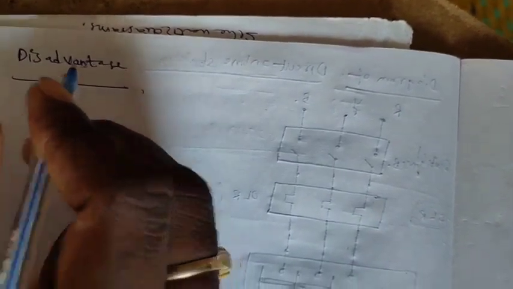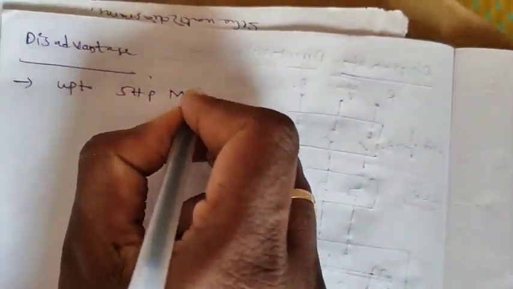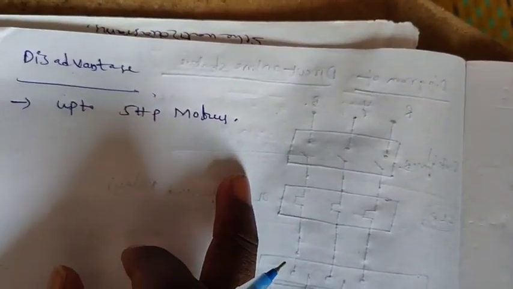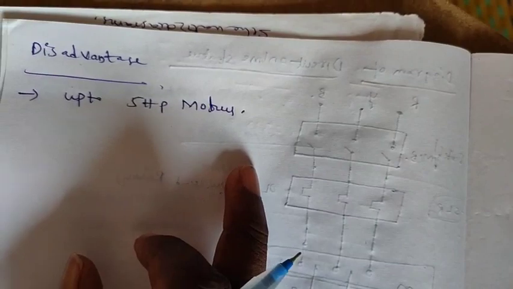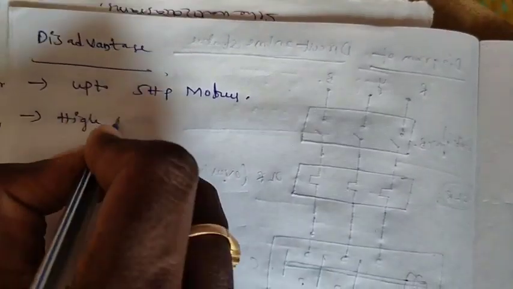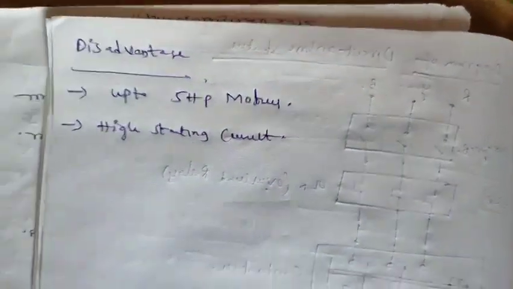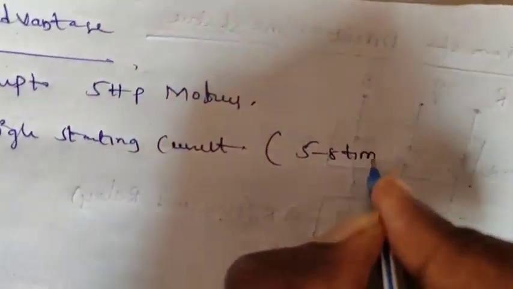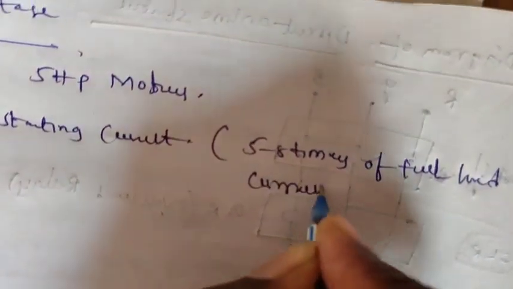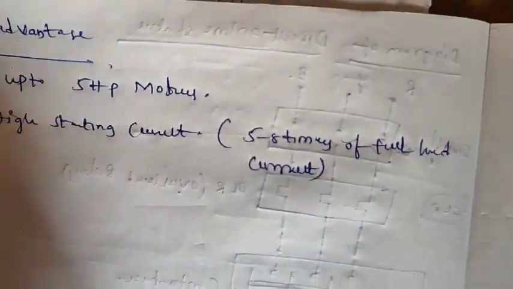It can be used for up to 5 HP motors only. More than 5 HP, it cannot be economical. High starting current. At the time of starting, the current is 5 to 8 times the full load current.